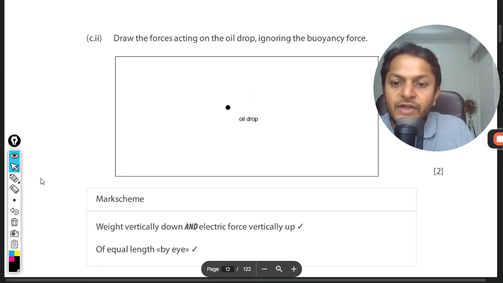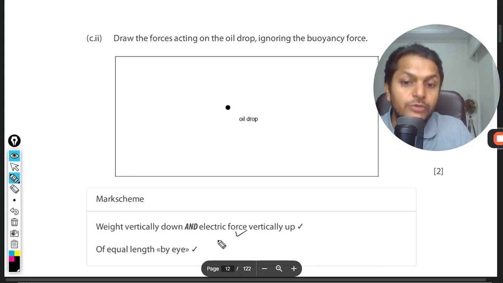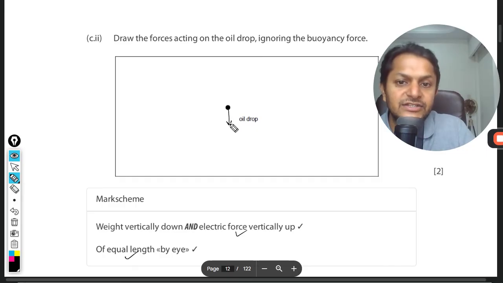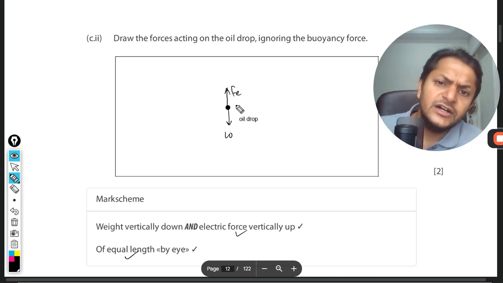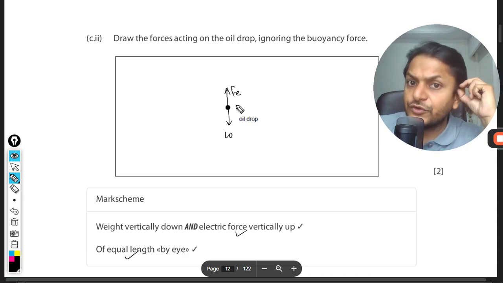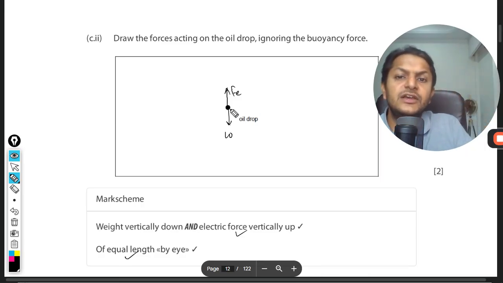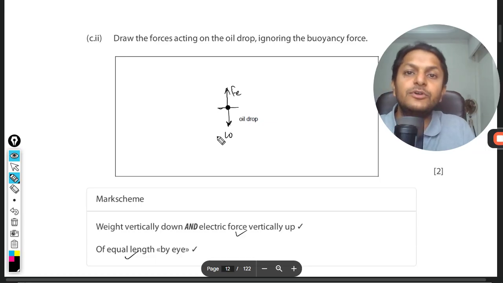So the weight is vertically down, and they're talking about the electric force here, equal and opposite, because they are canceling each other. So I can say this is the weight and this is the electrostatic force, which we thought earlier. So we need not talk about the viscous force as of now. Anyways, the magnitudes will be almost equal to each other. Why? Because they are canceling each other.